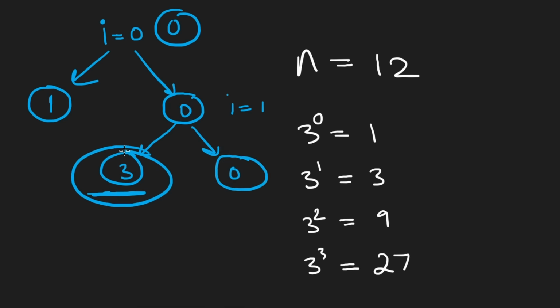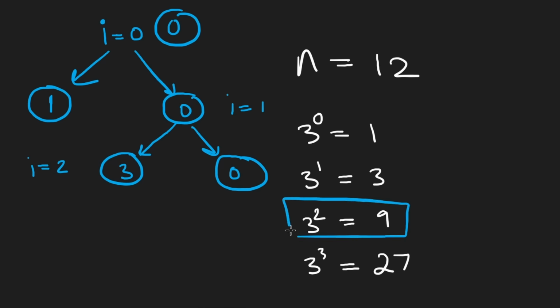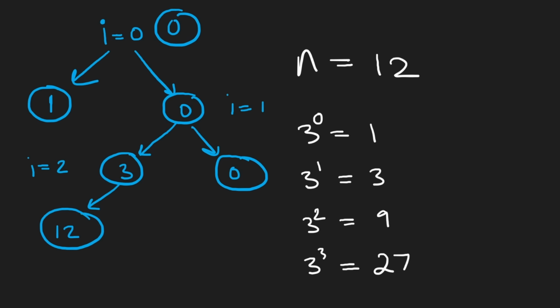I'm mainly going to explore the path that actually leads us to the solution. So on this side, we are at the i equals 2 choice. That's what this level of the tree tells us. And so our choice is to add or skip 9. So here we add 9. We arrive at 12.